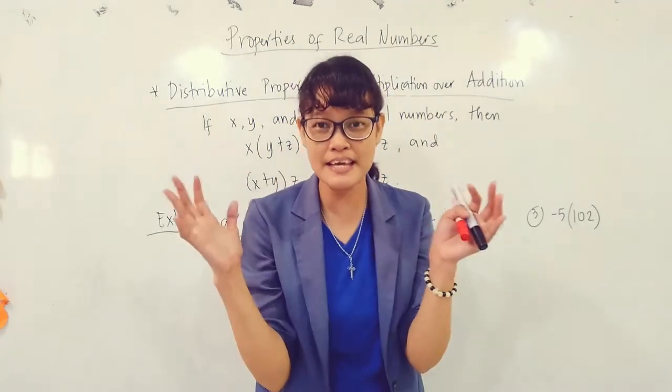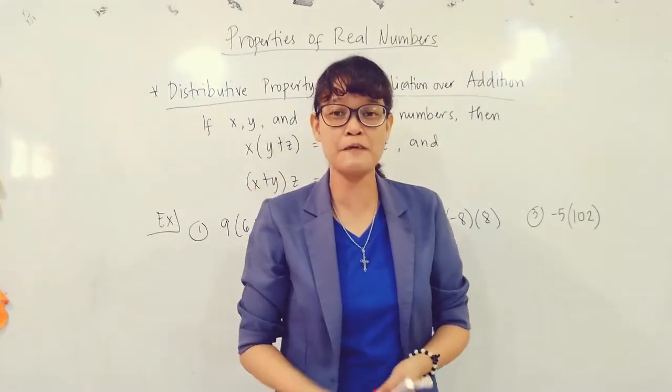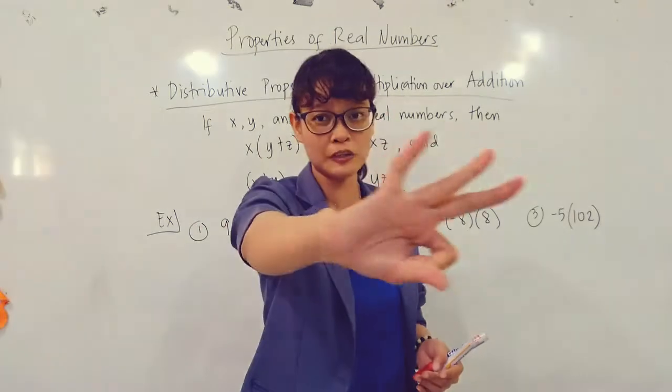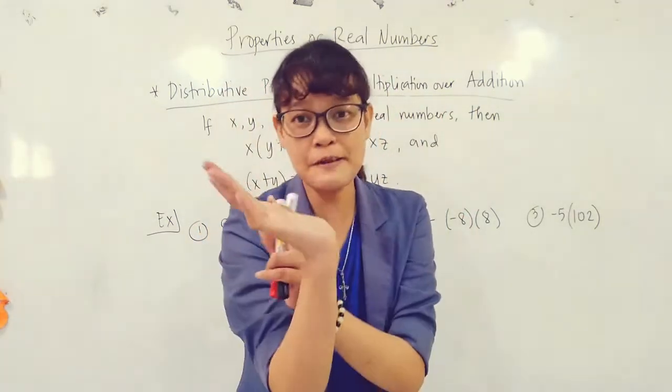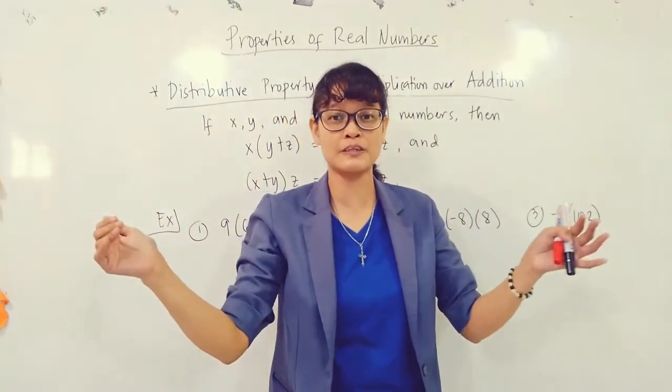You're already done with the earlier videos about the properties of real numbers. So you're done with the closure properties, then the commutative properties, associative properties, identity properties, then the inverse properties. Okay? So you followed our discussion about those.